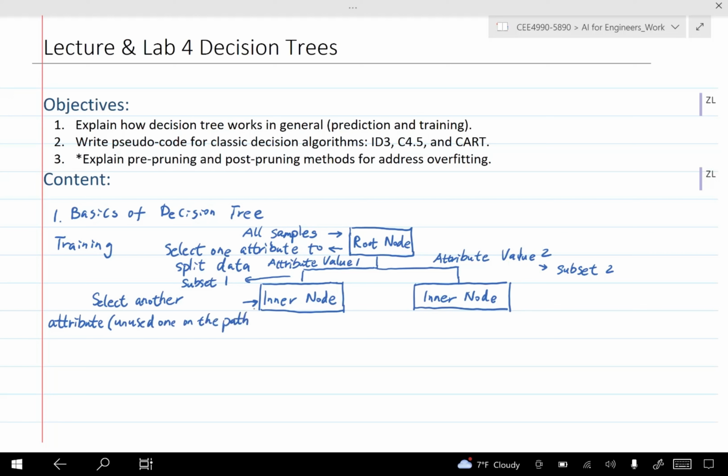On the path means that we go all the way from the beginning, the root node, and following along, reach the current node. And in that process, we may have passed through several nodes. For each node, we need to select an attribute. So if one attribute has been used in a previous node on the same path, then we cannot use it again. That's the requirement. We select this one again to split data. Let's say in this case, we reached the leaf node. So for the leaf node here, we use an oval to represent it.